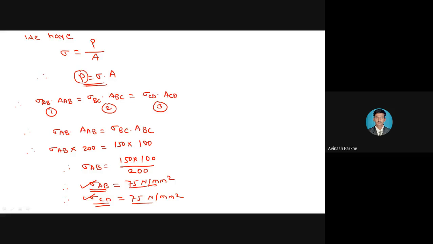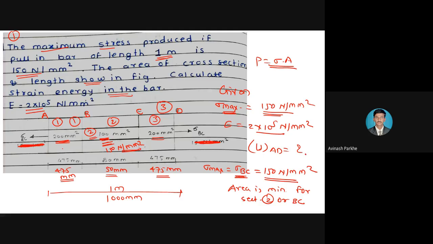Maximum stress means area is minimum. म्हणजे sigma BC तुम्हाला दिलेला आहे का तर तिथे area minimum आहे.